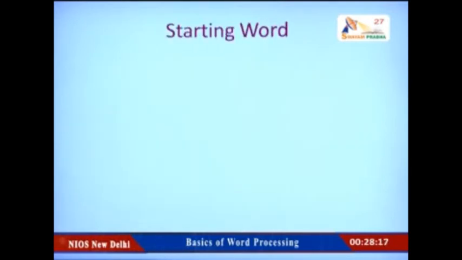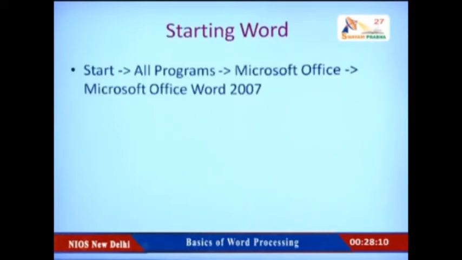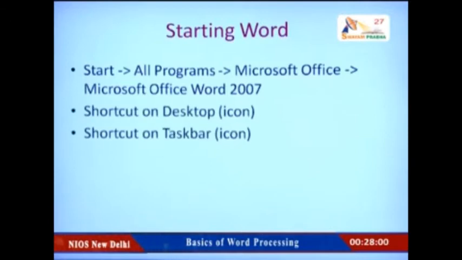Now let's see how do we start Word 2007. There are many methods of starting Word 2007. Let's see these methods. The first method is we go to Start, then All Programs, Microsoft Office and Microsoft Office Word 2007. The second method is to double click on the shortcut on the desktop. Third method is we click at the shortcut which is present on the taskbar. Now let us see the demonstration of all these three methods.